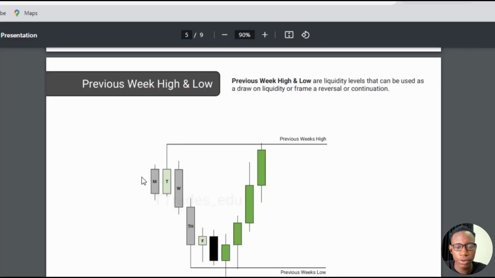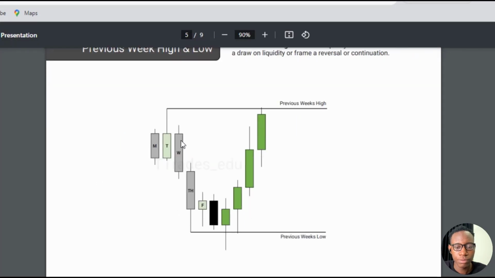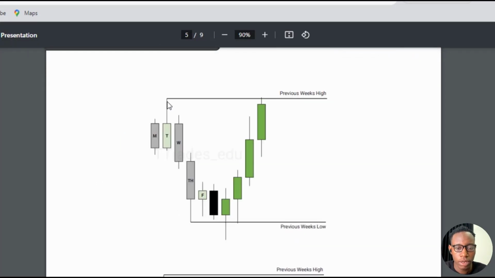Another thing that I look for is the previous week high and low. For instance, I have a weekly range here and I have the weekly high and weekly low marked out, and I can use this to frame a reversal. As you can see, we have price reaching the previous week low and we have a close above, price failed to displace below, and our next target is the next range of the previous week high.